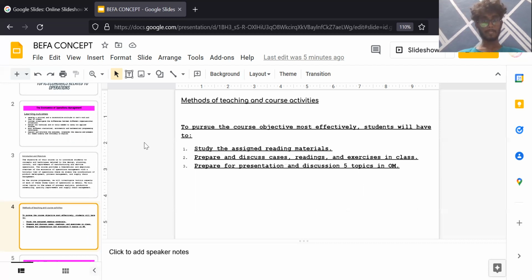Methods of teaching and course activities. To pursue course objectives most effectively, students will have to: one, study the assigned reading material; two, prepare and discuss cases, readings, and exercises in class; three, prepare for presentation and discussions.